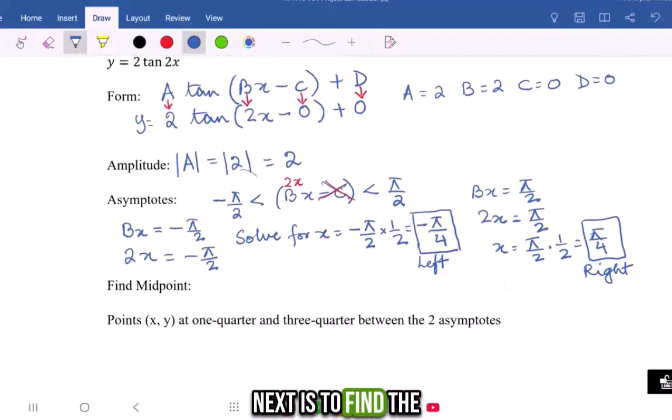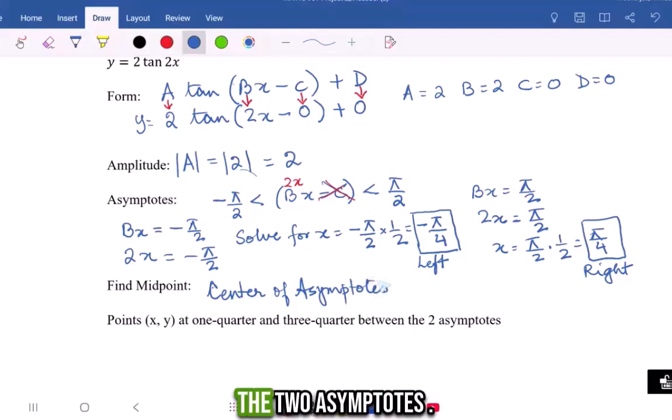Next is to find the midpoint. The midpoint will always be the point which is located midway between the two asymptotes, negative pi over 4 and positive pi over 4. The center point would be at x equal to 0. So the midpoint would be at x equal to 0. The midpoint is always the center point between the two asymptotes. Therefore, x equal to 0 is where the midpoint of the graph will be.